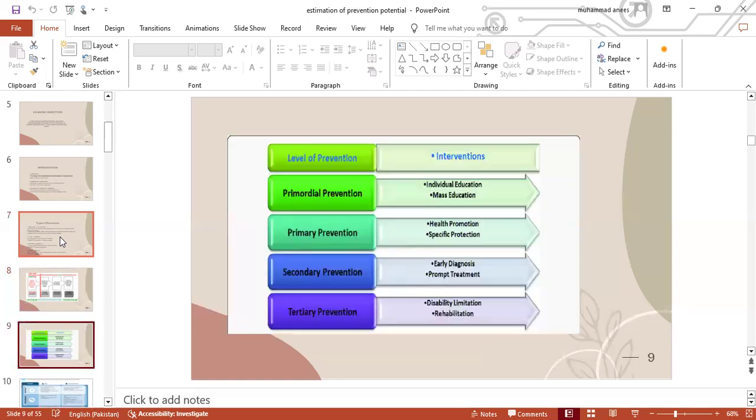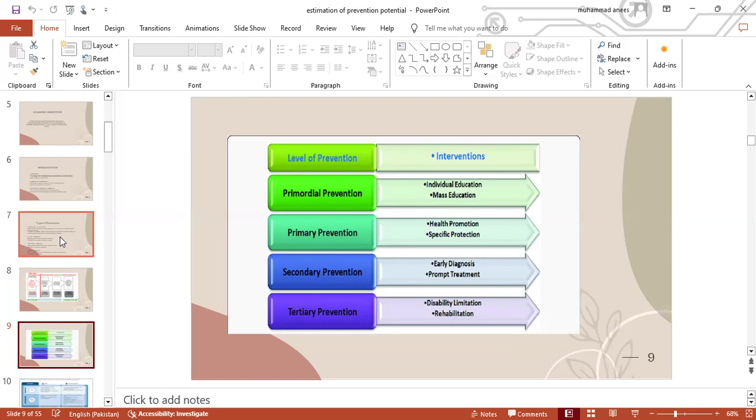Here is another view which shows the levels of prevention along with the interventions that are included at each level. In case of primordial prevention, individual education and mass education is required. In case of primary prevention, health promotion and specific protection is done. And early diagnosis and prompt treatment come under the heading of secondary prevention. Similarly, disability limitation and rehab come under the heading of tertiary prevention.